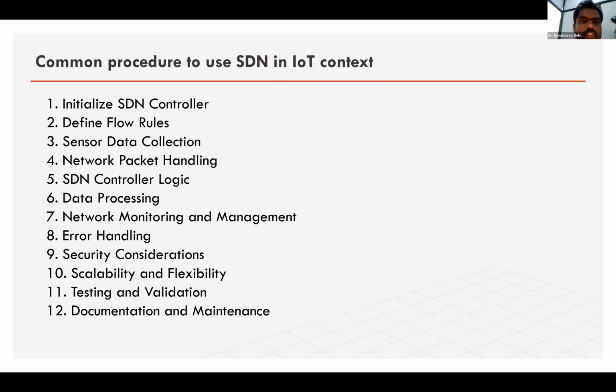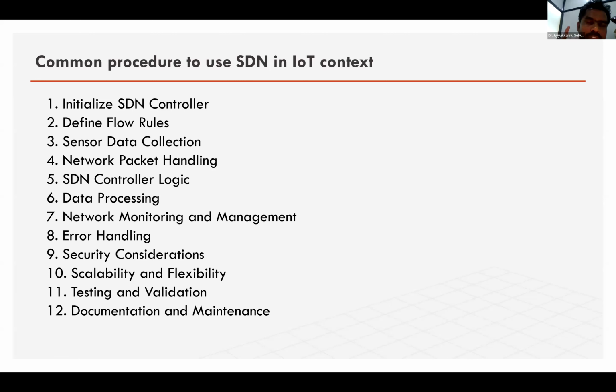And you have to define the flow rules. That is what I said earlier: you have to define the destination IP address and the source IP address, whether dynamically generated or statically generated. That is exactly what is meant by flow rules. And then the sensor data collection is a very important thing in IoT with respect to the software defined network, and the network handling is done automatically. That is what I am saying there.